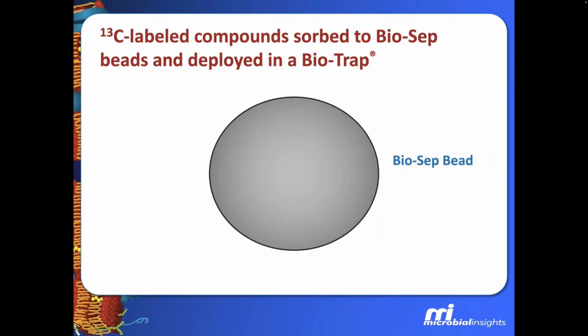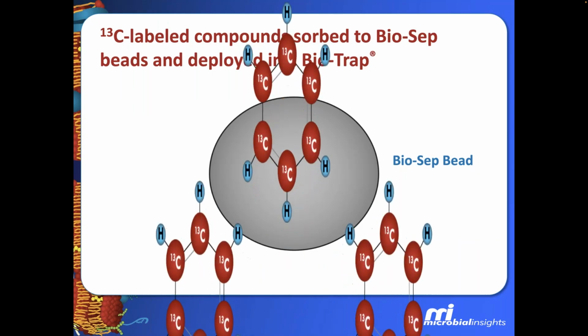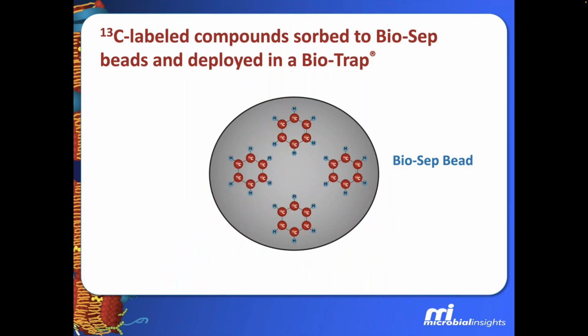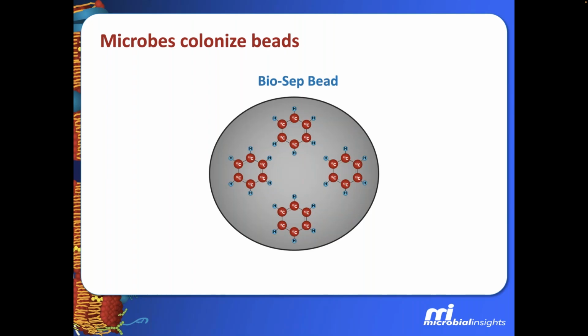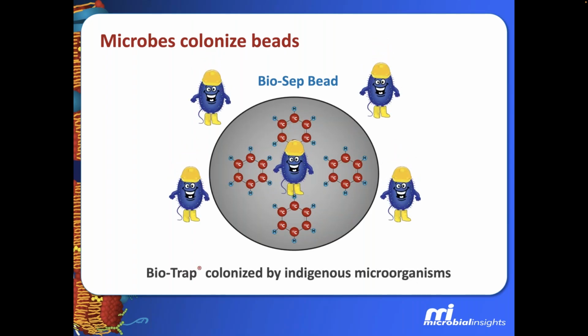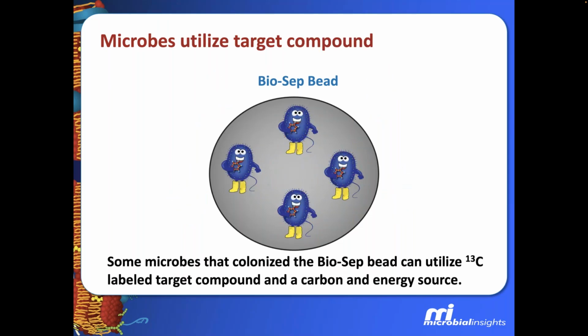And so we would take that C13 labeled compound and we would sorb that onto a Bio-Sep bead and then deploy that in a biotrap. And once it's deployed in the biotrap, indigenous microorganisms are going to start to grow and reproduce in that Bio-Sep bead. And if they have the capability of degrading benzene under actual aquifer conditions, they will do so.